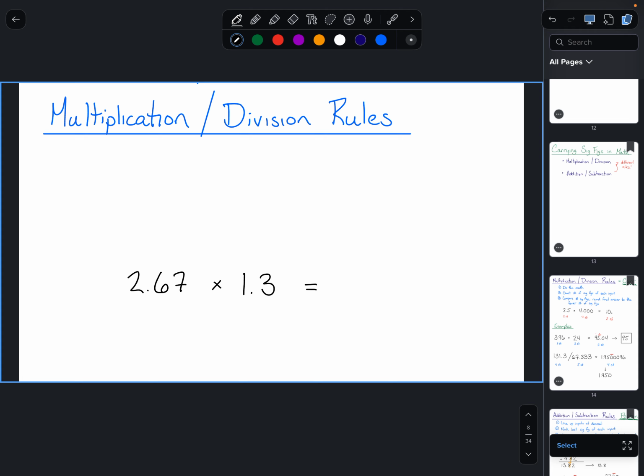All right, step one, just do the math. Punch it into your calculator, figure out what your answer is, all right? And all these calculations that we learn how to do, most of the points are going to be designated towards if you got the right answer. There's always going to be that one extra point that's going to be if you reported it to the correct number of sig figs. But get the calculation first. That's the most important thing. So I'm going to punch into my calculator 2.67 times 1.3, and it's going to spit out 3.471.